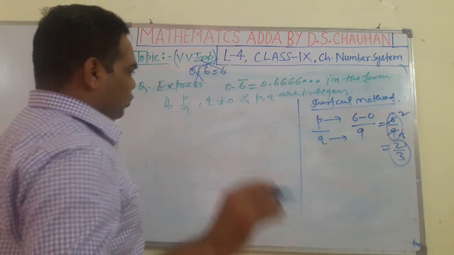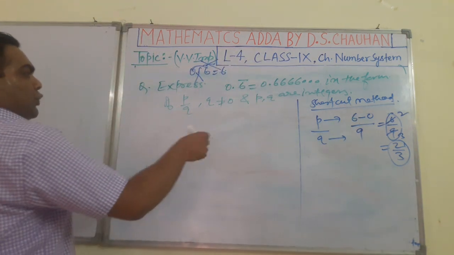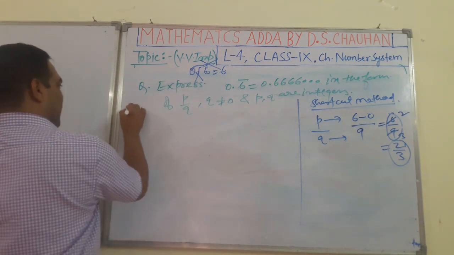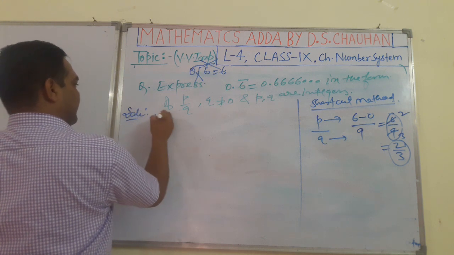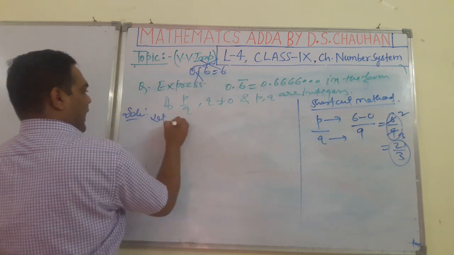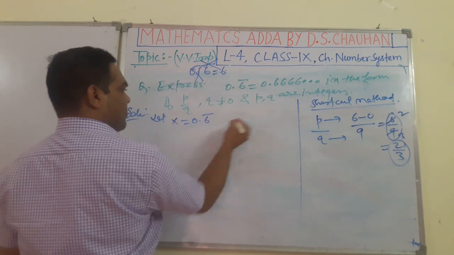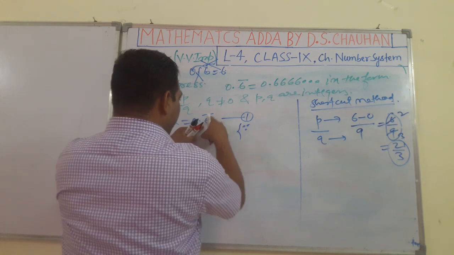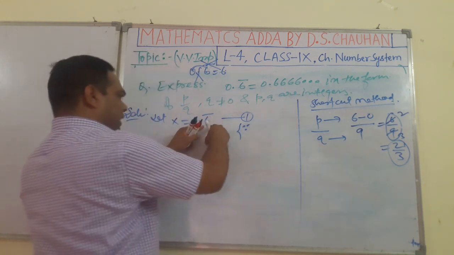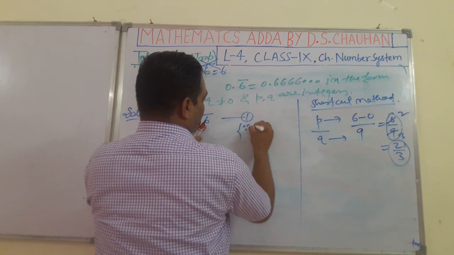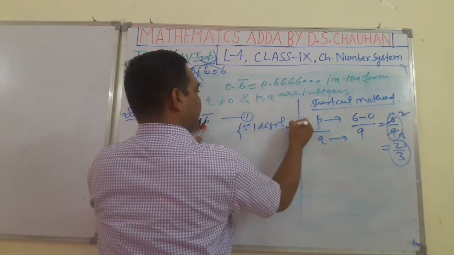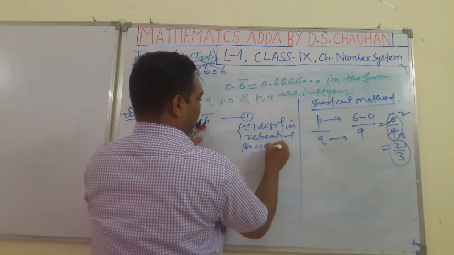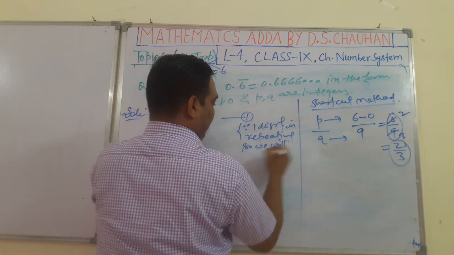Well students, now we are going to bring the same answer by the full explanation. How to do, students? Solution. Let x equal to 0.6 bar. Let it be equation 1. Since only one digit, 6, is repeating, we will multiply by 10.